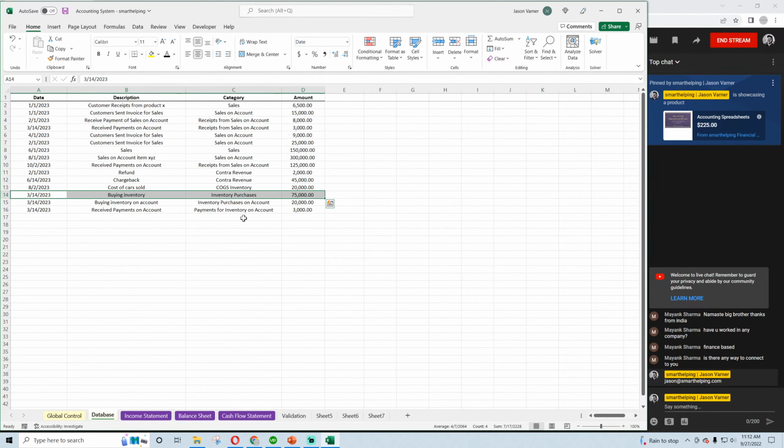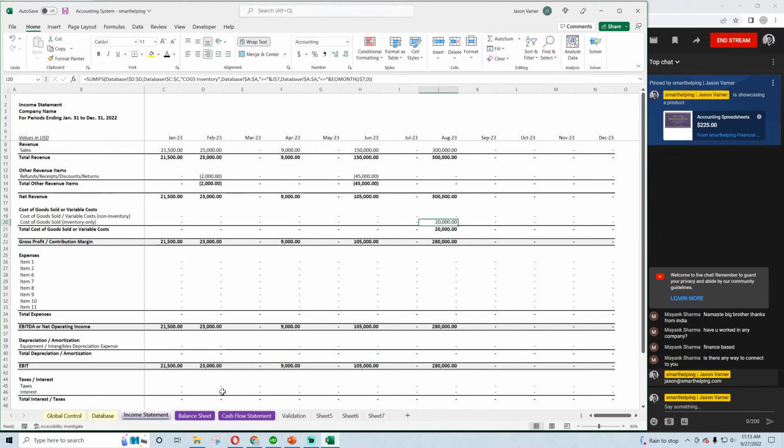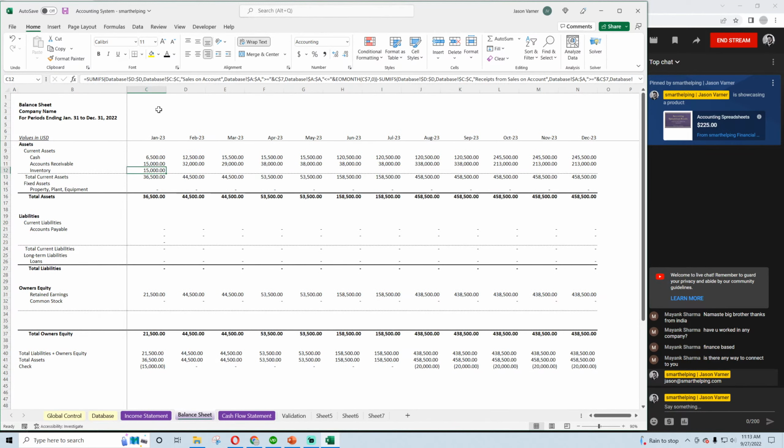let me look at what these are called. Either of these two, buying it on account or purchase, will increase the value of inventory. So inventory purchases, we have that. And then we also want to add inventory purchases on account.